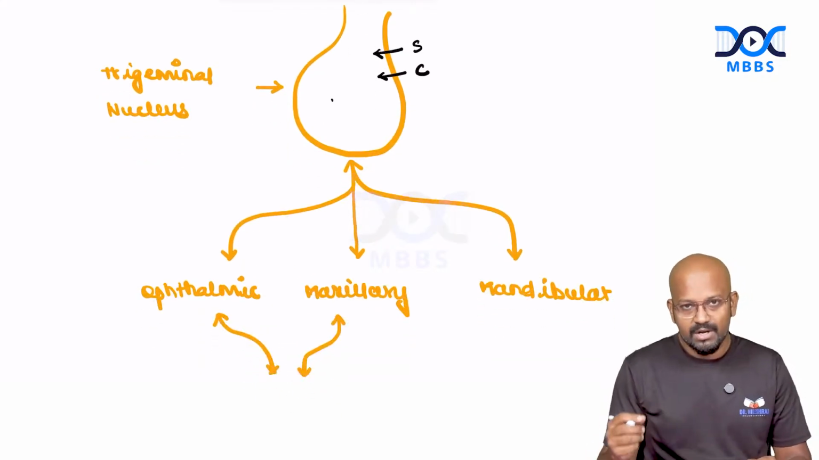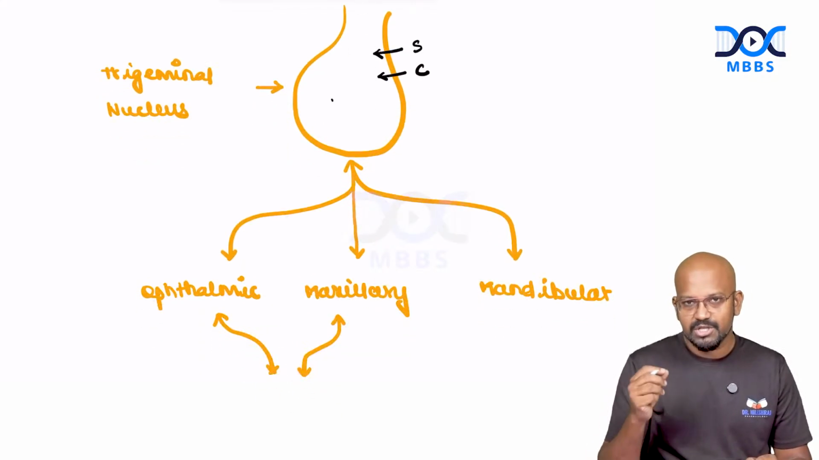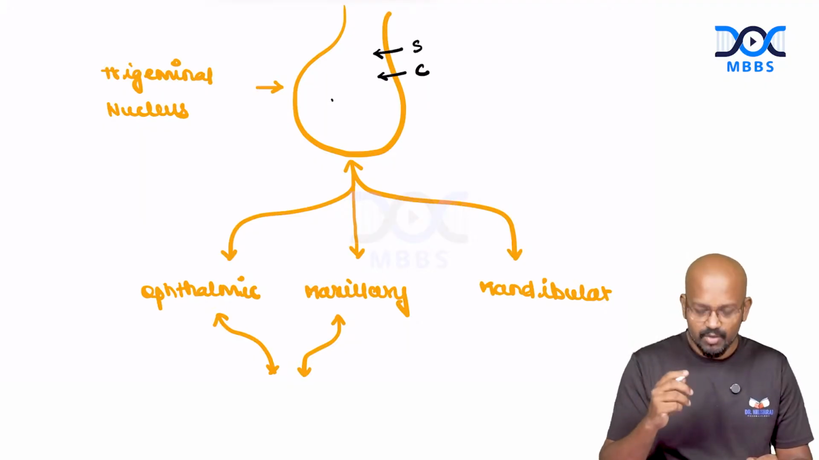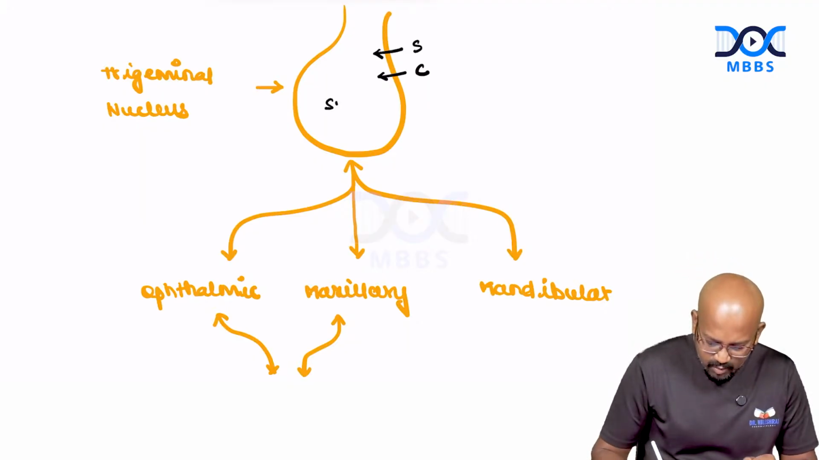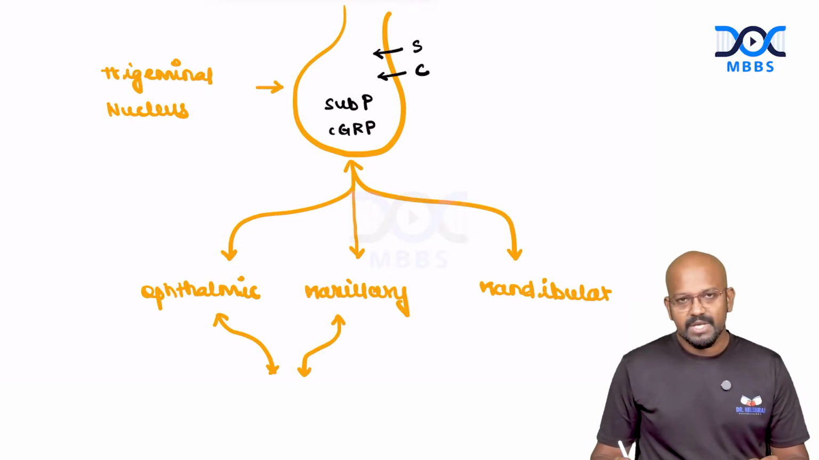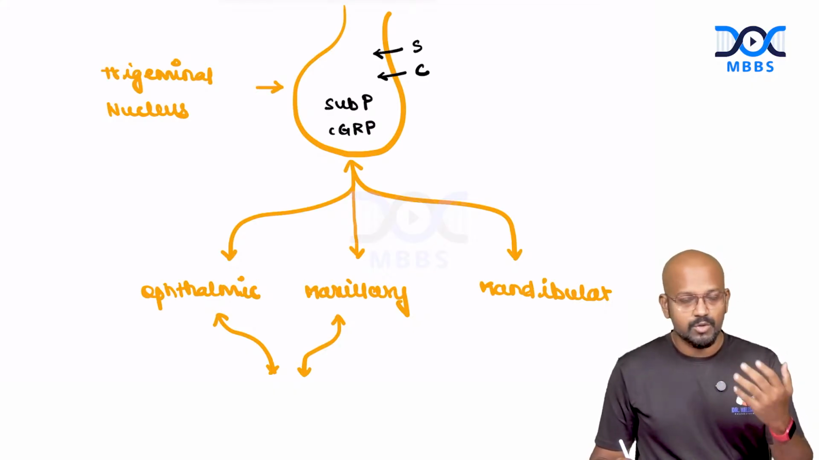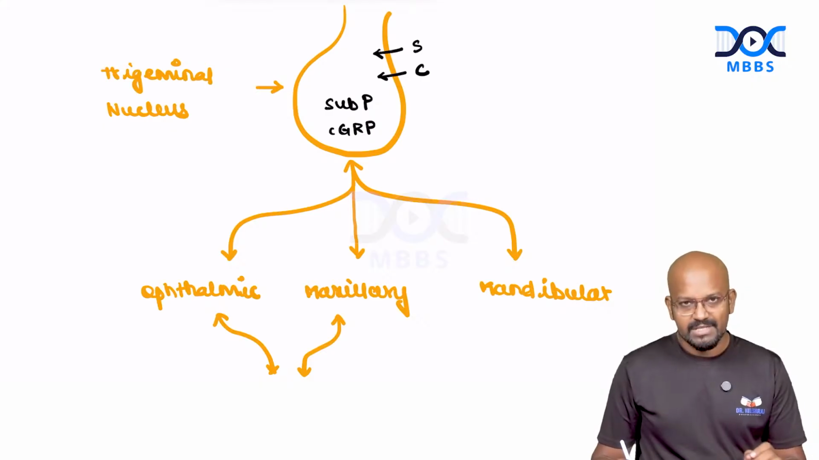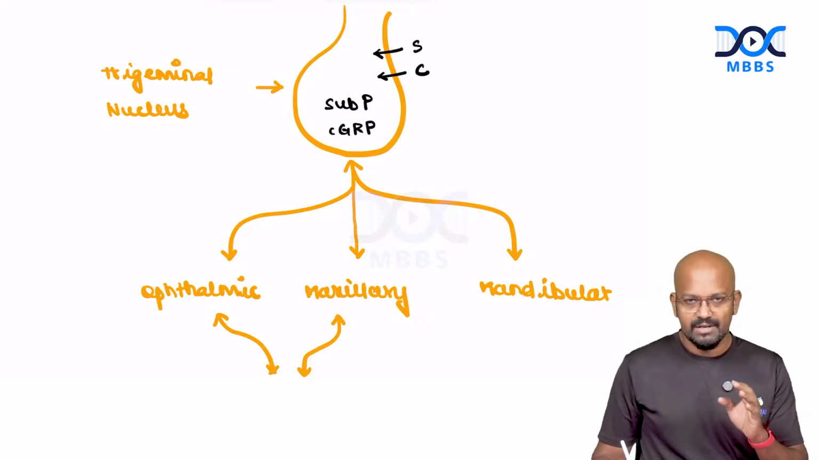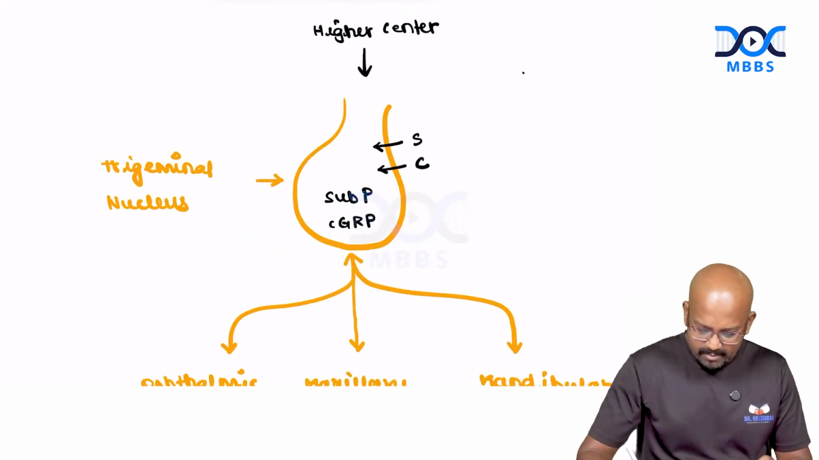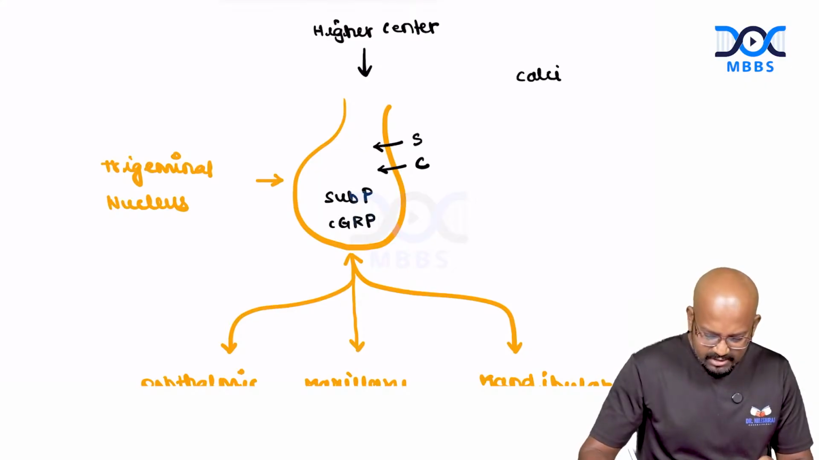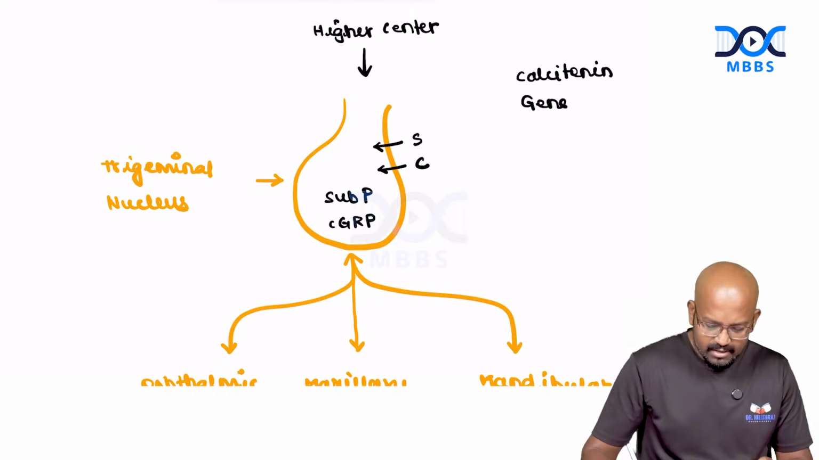of already stored contents. What are the contents which are stored inside the trigeminal neurons? Here we are going to be talking about two important molecules. One is substance P, the other one is CGRP. Substance P, we know, is responsible for pain stimulus to be sent down, and CGRP is nothing but calcitonin gene related peptide. CGRP is nothing but calcitonin gene related peptide.